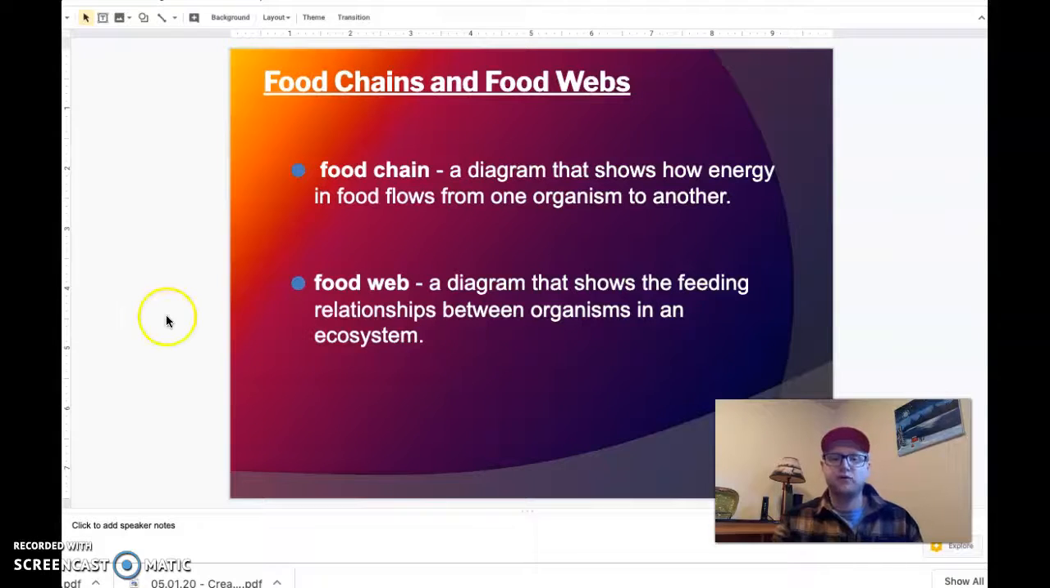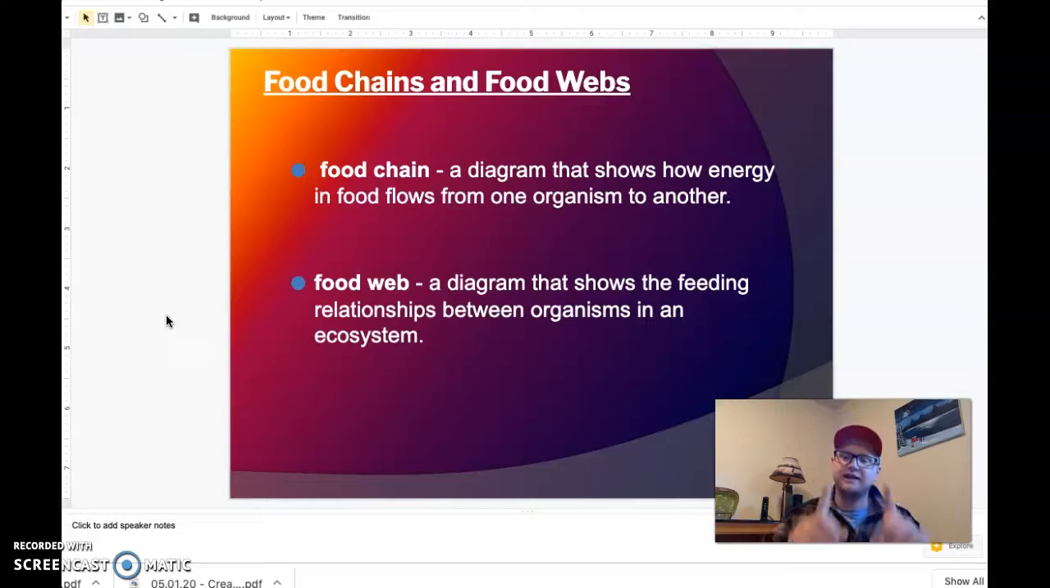So this week we are going to move into food webs. So let's pull up the notes here. Our notes say a food web is a diagram that shows the feeding relationships between organisms in an ecosystem. Let's make that a little more simple. So basically, let's go back and talk about a food chain.